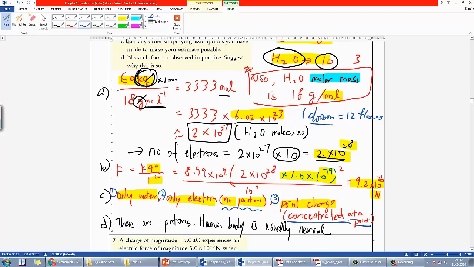And lastly, they are asking how come these forces are not observed in practice? That is something to do with the protons, because with the existence of protons, our body is in fact neutral, and since our body is neutral, there's no Coulomb force between any two people.